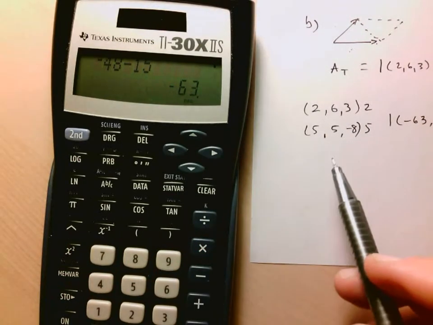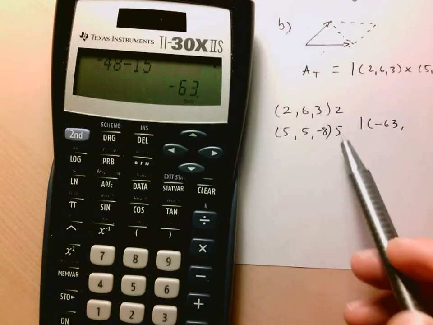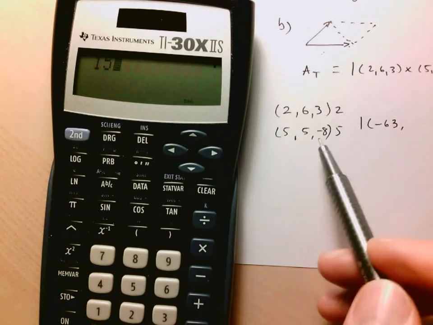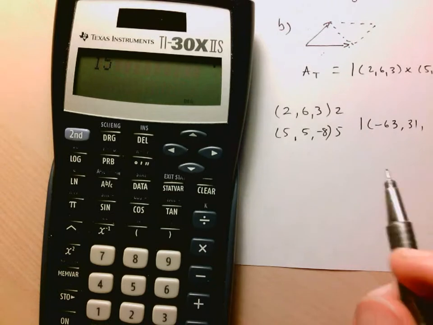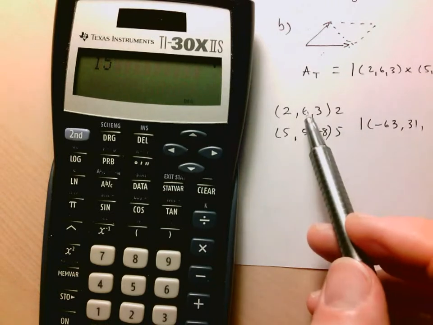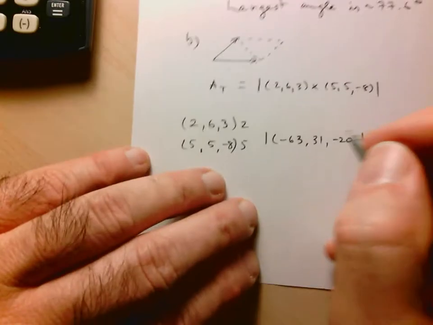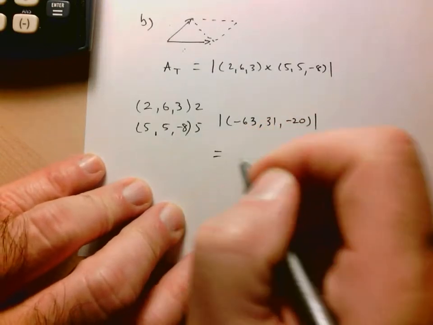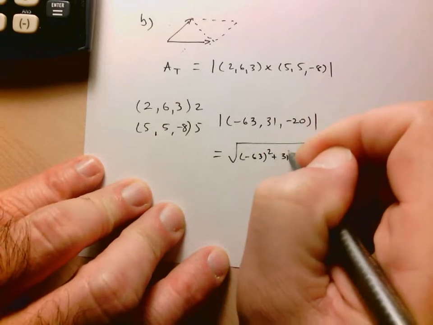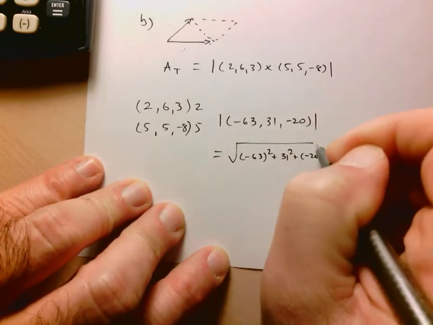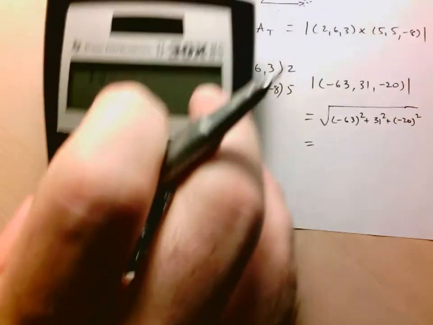Okay, then to find the y component, we're going to use the z and x. So here we've got 15 plus 16, well, that one's easy, 31, don't need the calculator for that. And then to find the z component, we use x and y, so 10 minus 30, negative 20. Okay, so there we go. And now let's find the magnitude of this here. So this is negative 63 squared plus 31 squared plus negative 20 squared.